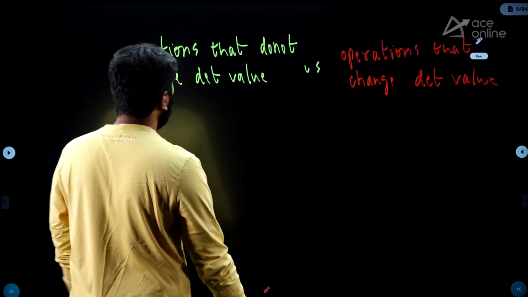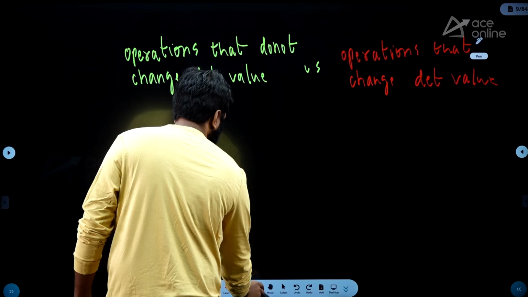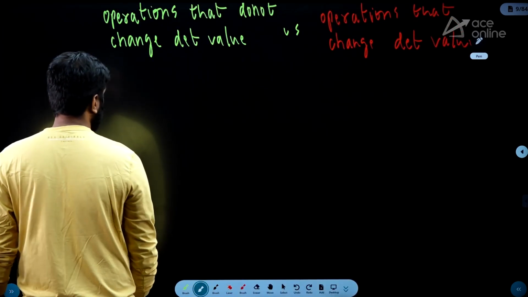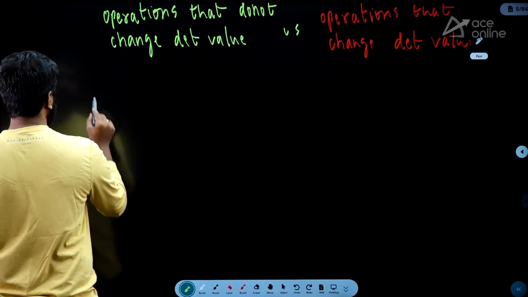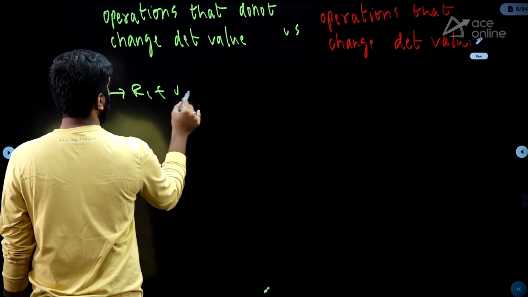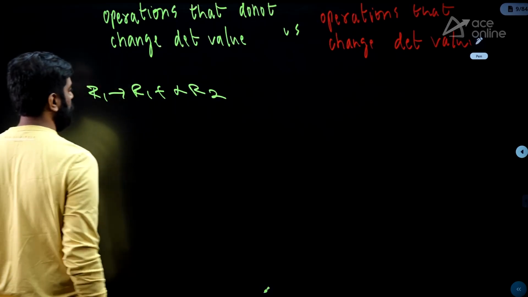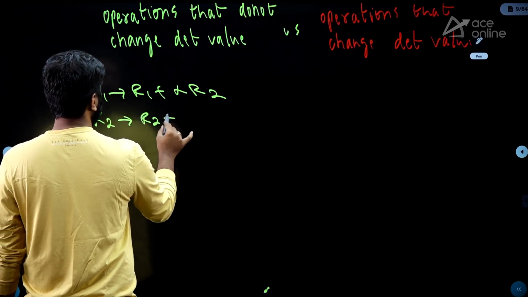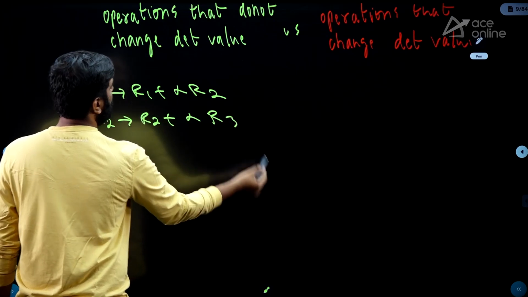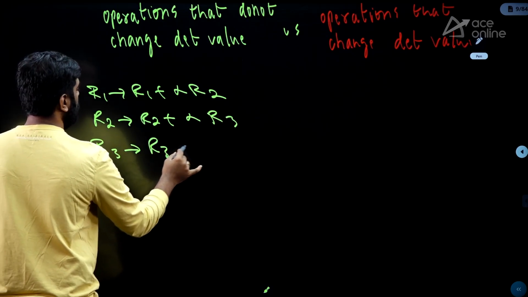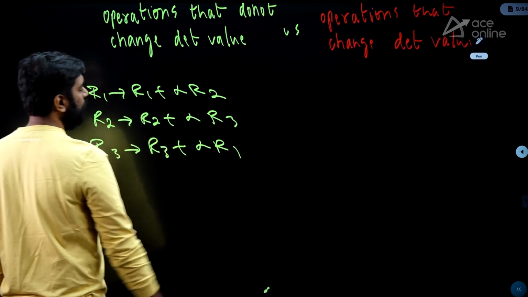Operations that do not change the determinant value versus the operations that change the determinant value. You should know these points. Suppose R1 is replaced with R1 plus alpha R2, the determinant is unchanged. R2 replaced with R2 plus alpha R3, the determinant is unchanged. R3 replaced with R3 plus alpha R1, the determinant is unchanged.